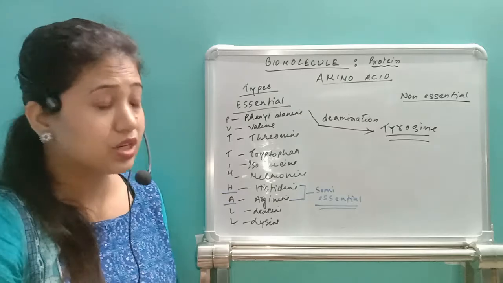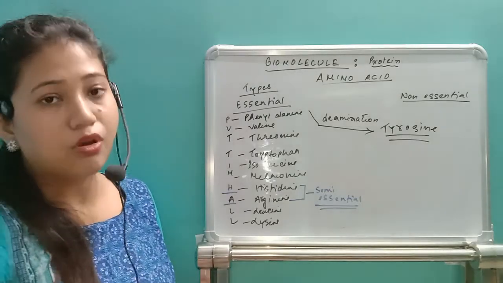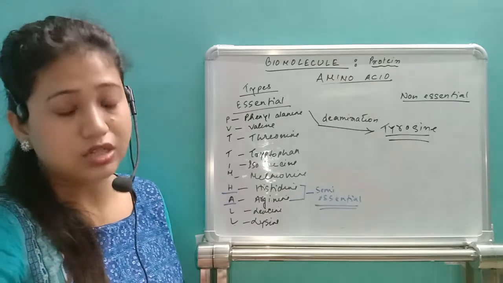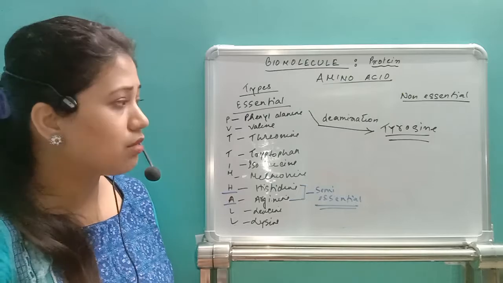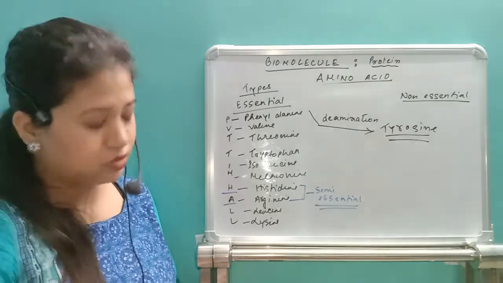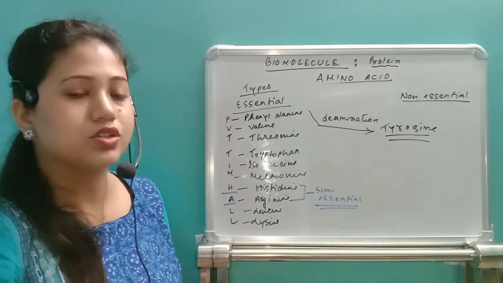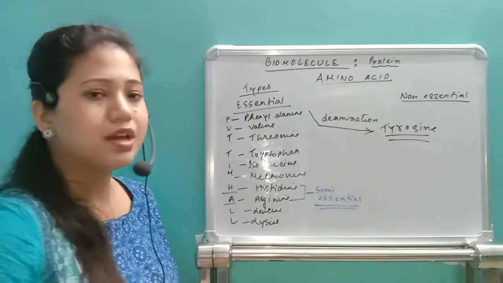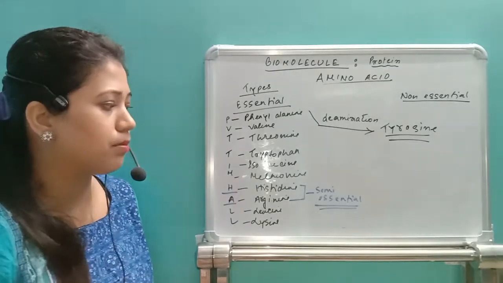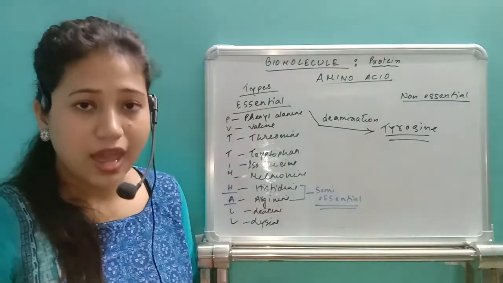And tyrosine is the precursor of a number of hormones in our body, like thyroxine, T3, T4, melanin, adrenaline. These can be produced from tyrosine. So tyrosine we can synthesize by ourselves. So that's why it is non-essential. But from where have we produced this non-essential amino acid? It will be from the essential amino acid. So I hope you understand what is essential and what is non-essential amino acids.